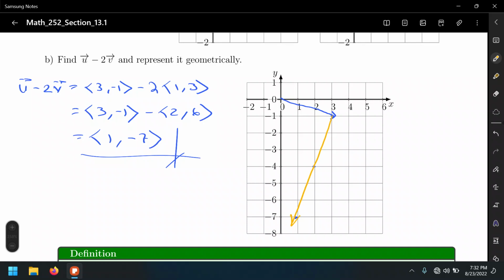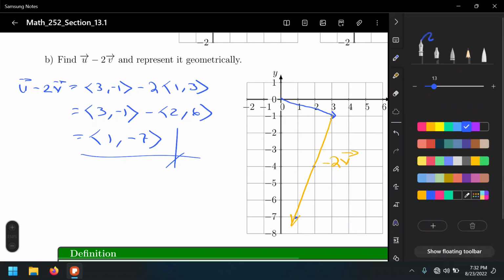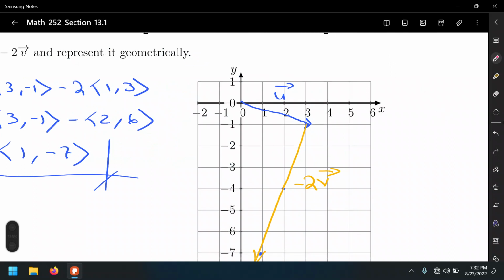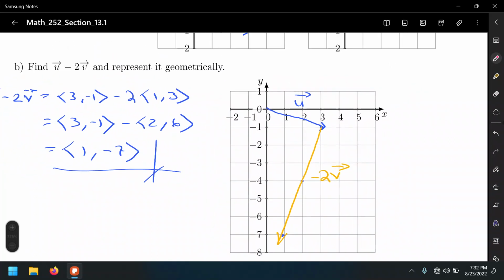Alright, let me label. This is negative 2 times the vector v, and this is the vector u. Well, in this case, all I'm going to do is just use the triangle method. That's my preferred method. I think it's shorter, I don't know. So I'm going to go from the origin over here. And that's u minus 2v.